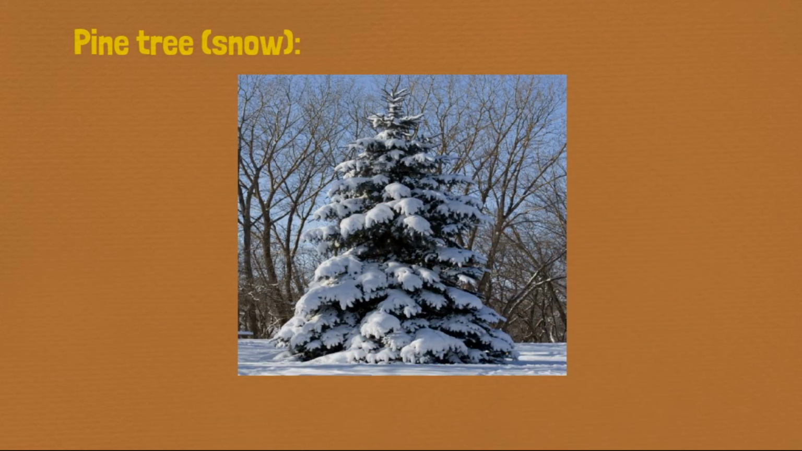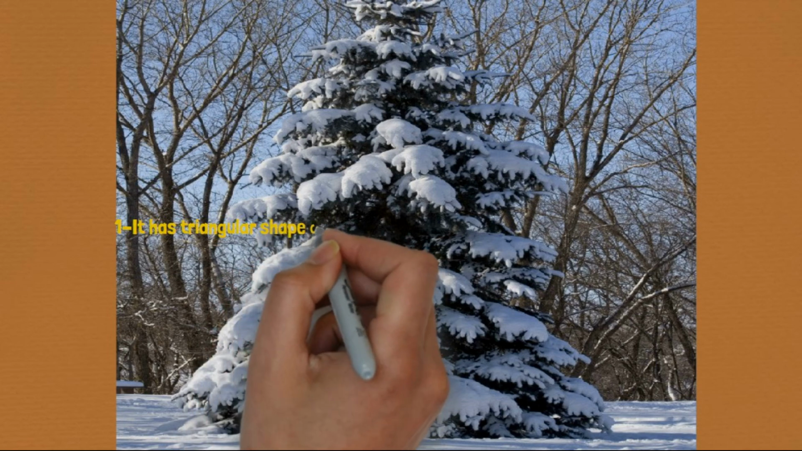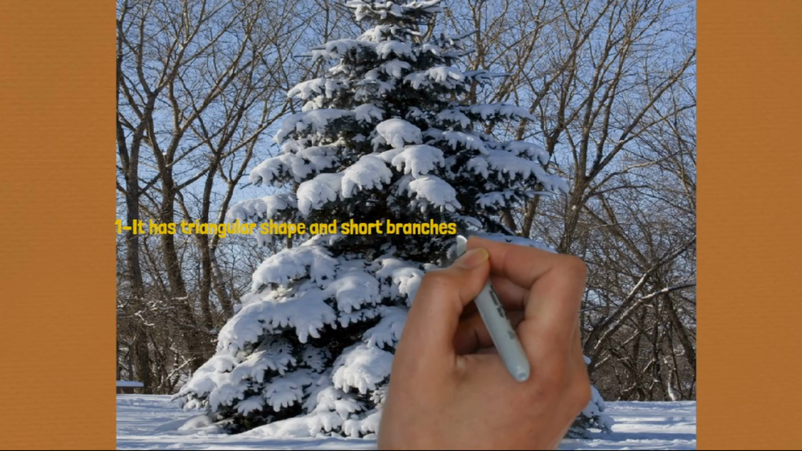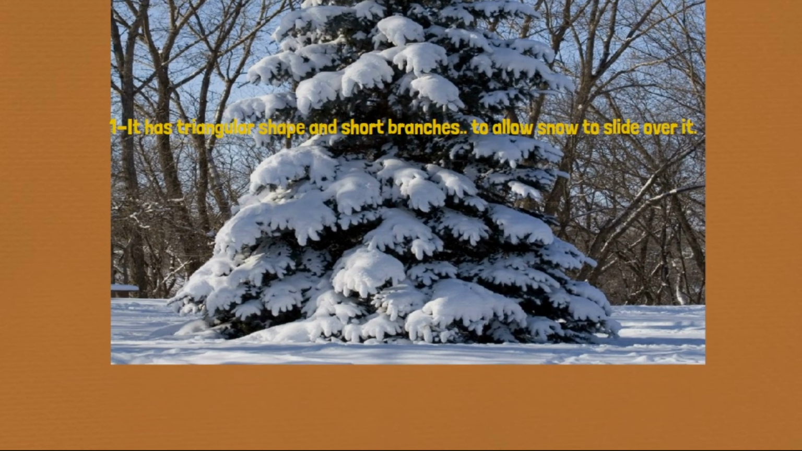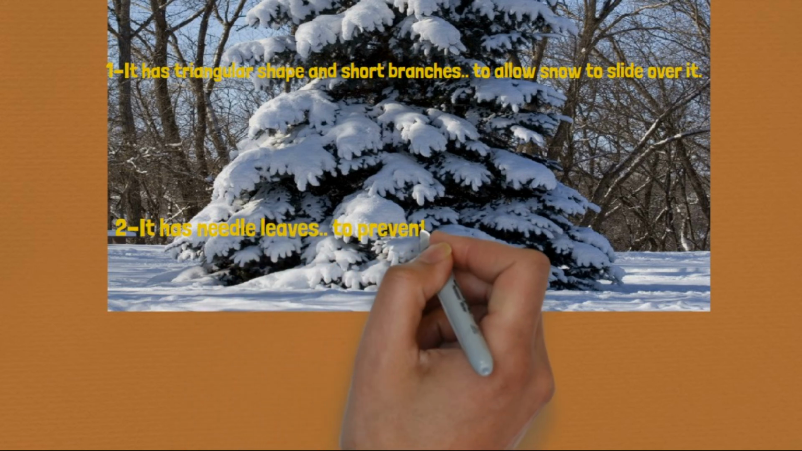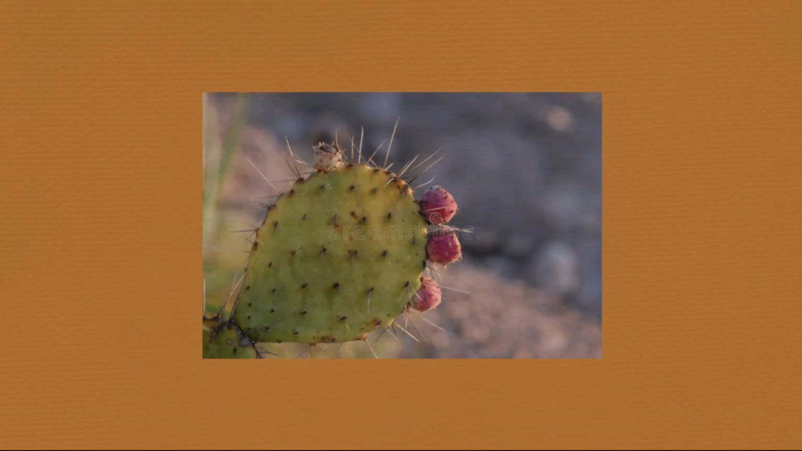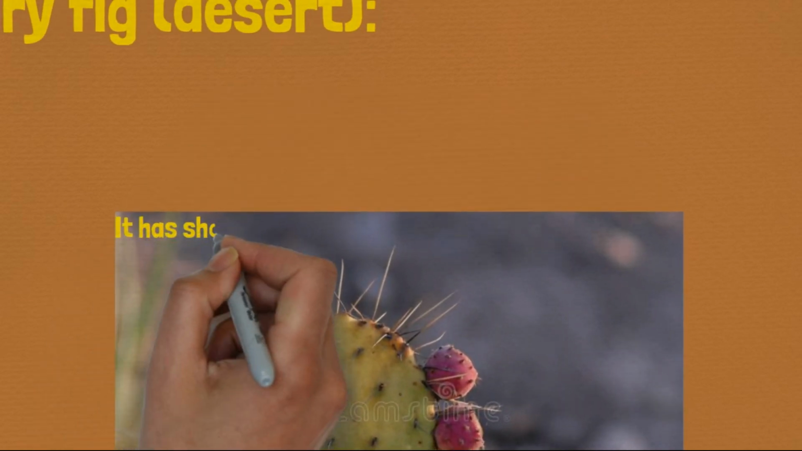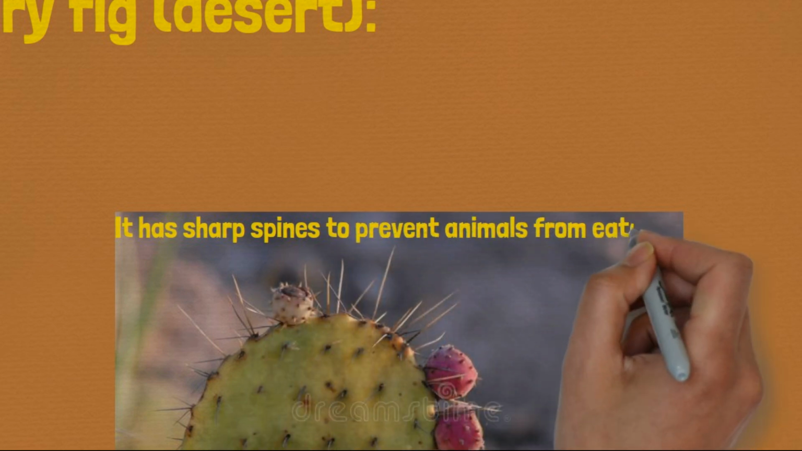Pine tree lives in snow, so it needs to have what? A triangular shape and short branches to make the snow slide over it. It has needle leaves. Its leaves look like needles to prevent itself from losing water. Purple fig. It has sharp spines to prevent animals from eating it.